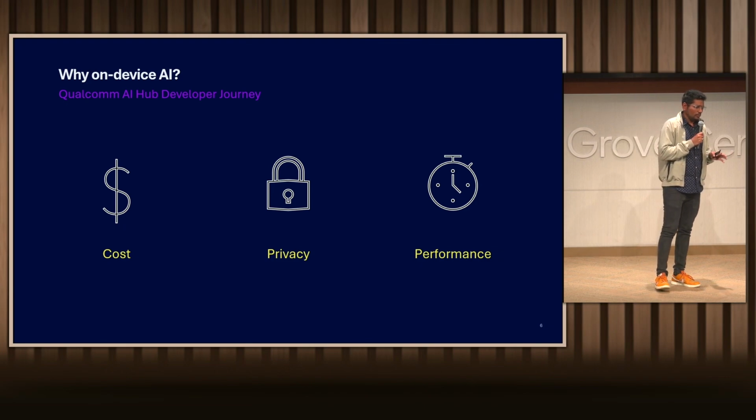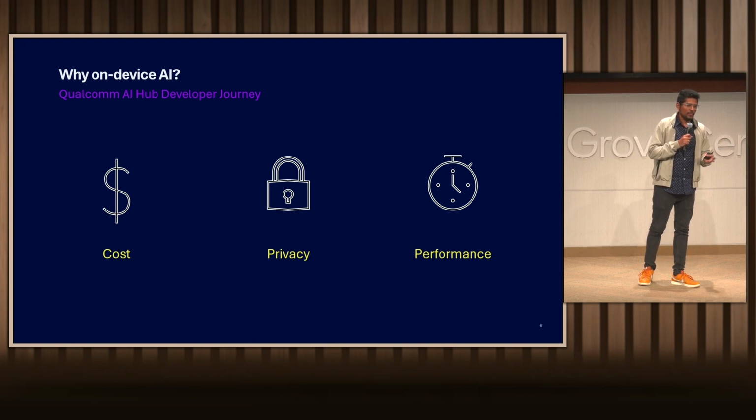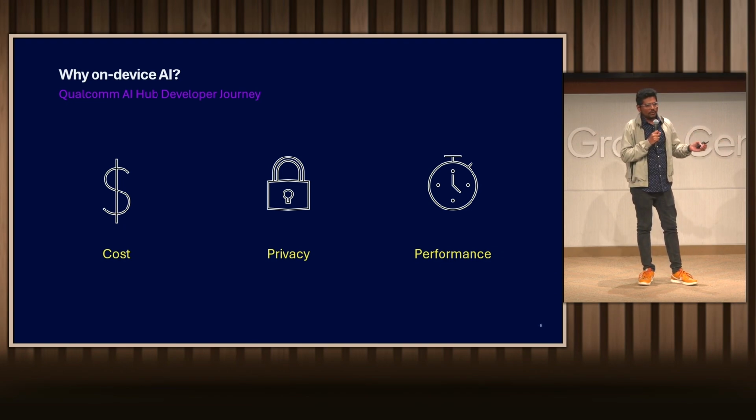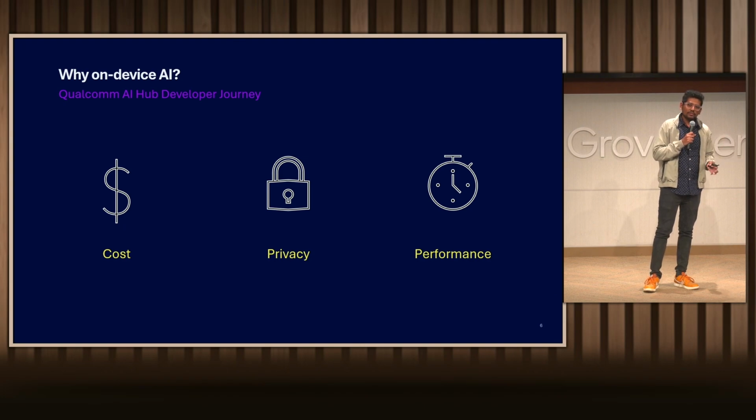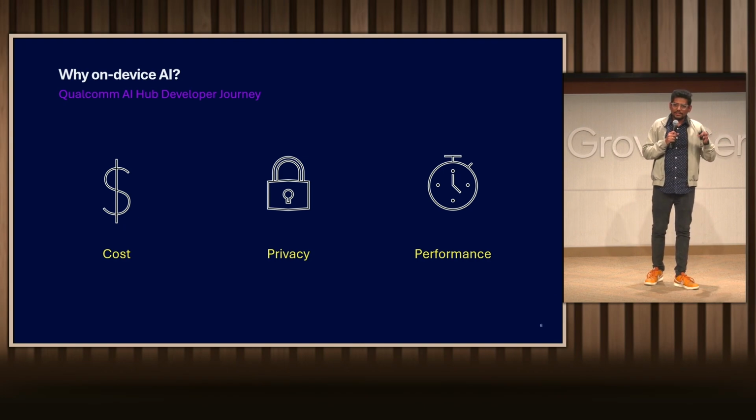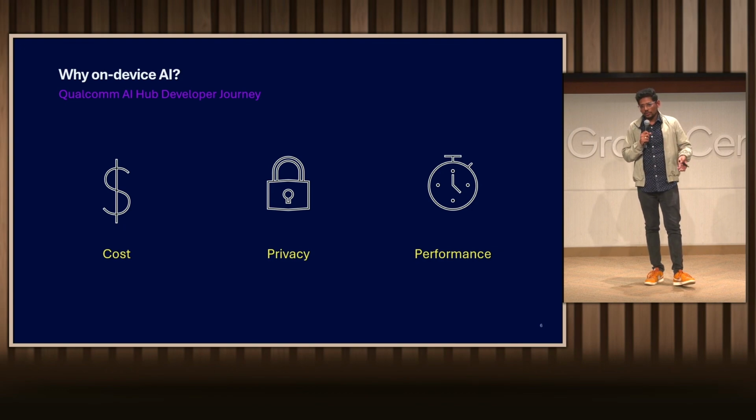So let's look into some of the key criteria for developers that are incentivizing running models on device. For example, cost. Let's say you're an app developer and your app is scaling to millions of users, and at that point, your cost of inference is growing exponentially. For example, ChatGPT's training cost was much lower than its inference cost. So as a developer, if you're running a model on device, it's much cheaper because you're not paying anything.